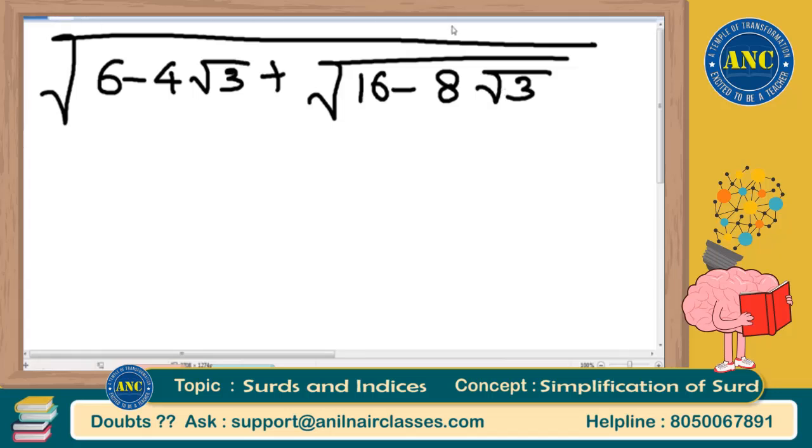Again think logically, sir. 8 is 2 into 4. This 4 is root 16, right? But 16 plus 3 is not 16. That means I cannot use these terms. So what I will do is shift this 4 inside the square root. Square root of 16 becomes square root of 16 into 3. 16 into 3 is how much? 48.